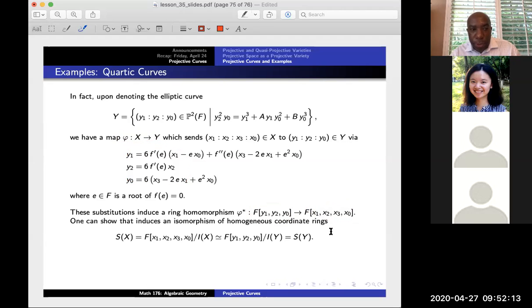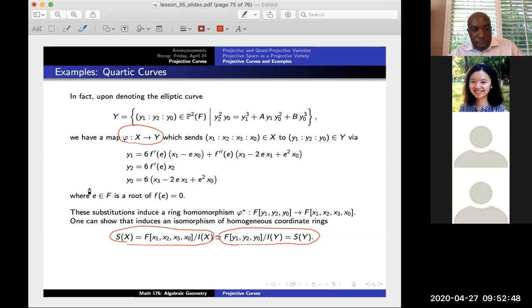You can actually prove that this induces an isomorphism of homogeneous coordinate rings. So it's a little bit of work, but you can actually prove this. So this means, on the one hand, S of x, which we write for our quadratic intersection, should be isomorphic to S of y, which we get from the elliptic curve. So again, this map here induces an isomorphism.